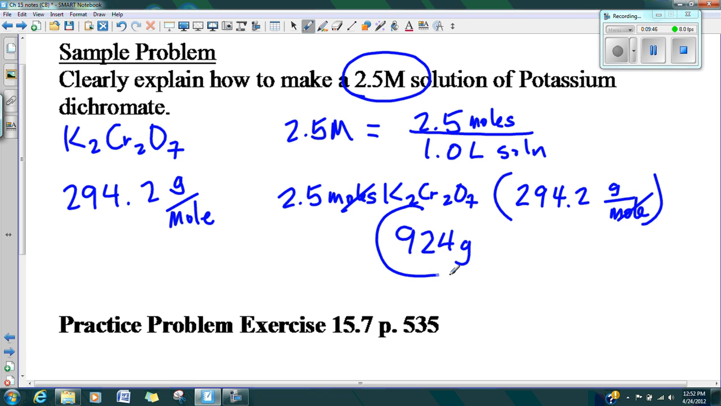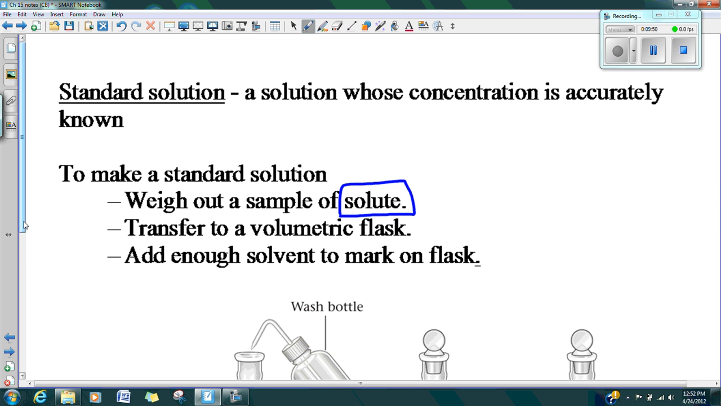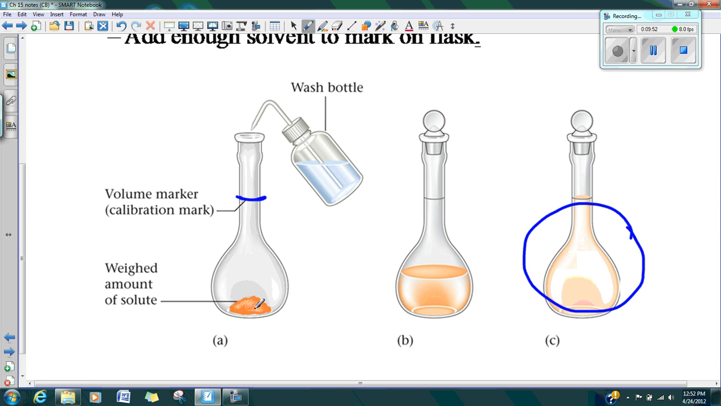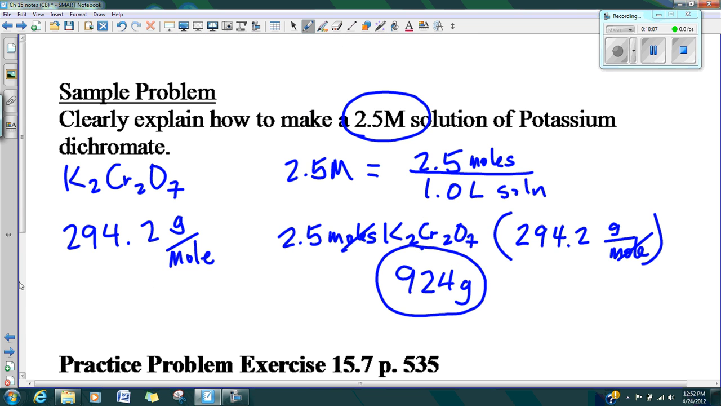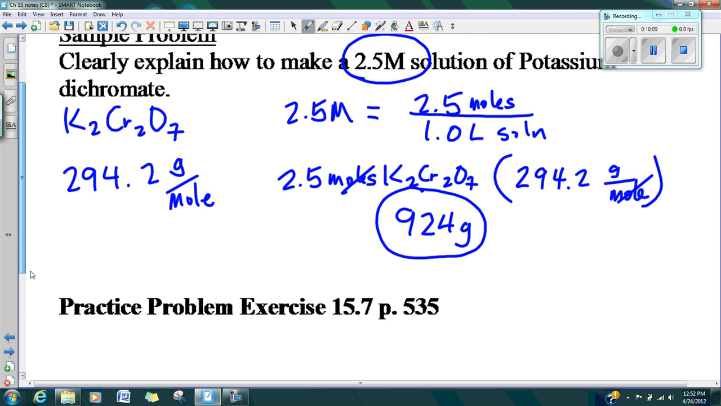So how I would make the solution, if you take a look at the picture back behind, I would take my grams, weigh that out, put that in the bottom. I would add enough water until I got up to 1 liter of solution. And that's how I would accurately make it. We don't want to subtract anything off to figure out how much water we're adding because of the space and the density of the substances that we are using.